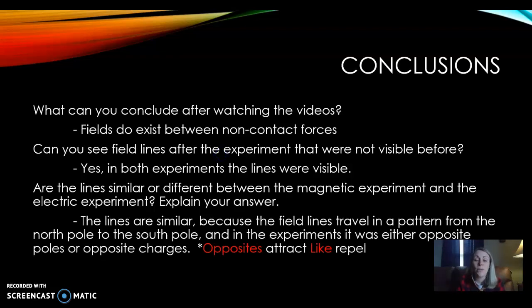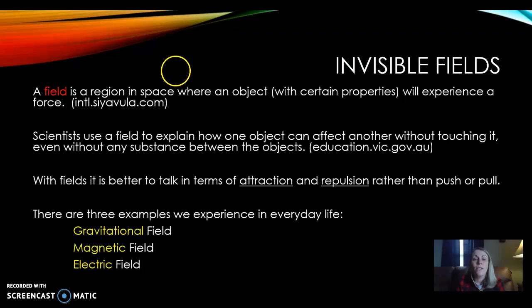The lines are similar. Because the field lines travel in a pattern from the North Pole to the South Pole, and in the experiments it was either opposite poles or opposite charges, opposites attract and like repel. So yes, there were field lines and there are fields that do exist. A field is a region in space where an object with certain properties will experience a force.